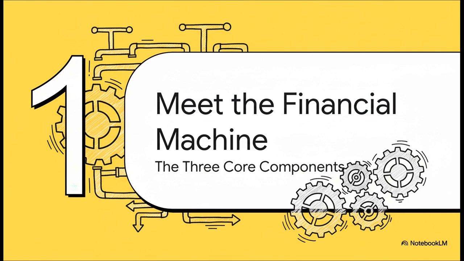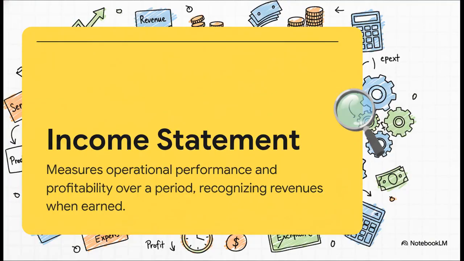So let's meet these core components. First up, we've got the income statement. I want you to think of this as the engine of our machine. It tells you how powerful the business is, how much horsepower it's generating over a set period, like a quarter or a whole year. It's basically subtracting all your costs from all your revenues to tell you one simple thing. Are we actually making a profit?